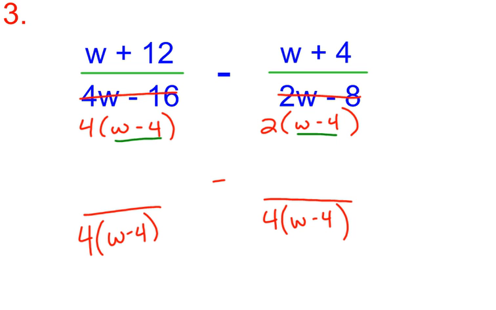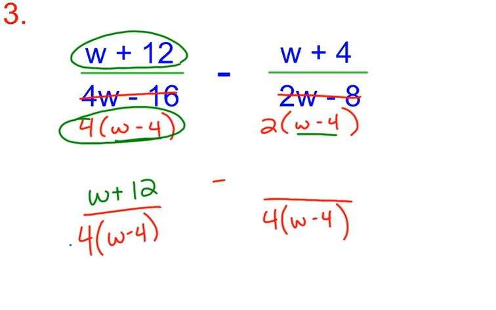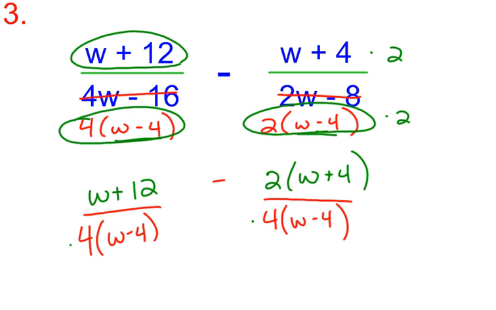So from here, I would ask myself, what changed from this denominator to this one? Nothing, right? It's the exact same. So that means nothing changes in the numerator. So I'm going to copy w plus 12. What changed from this denominator to this one? Well, the 2 became a 4, right? So I would have had to times by 2, which means I have to multiply my numerator by 2. So I would write that as 2 times w plus 4.